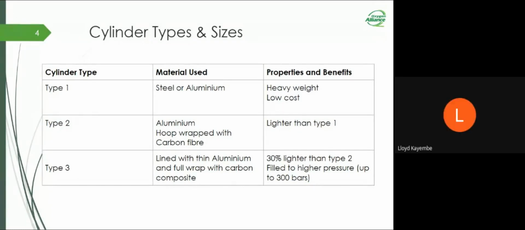Erison, you can go on and ask the question. So I just want to know, about cylinder type 1 and type 3, you say type 1 is heavier than type 3. So I wonder, with type 3 you can put cylinders at more than 200 bars. Is it 300 bars for type 3, than type 1, which is heavy?